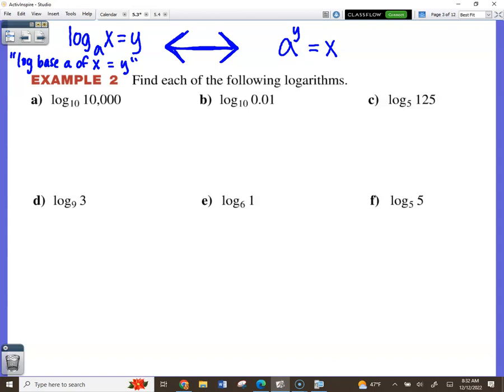Now, let's write right here: base of log is base of exponent. Base of the log is the base of the exponent, the others switch.